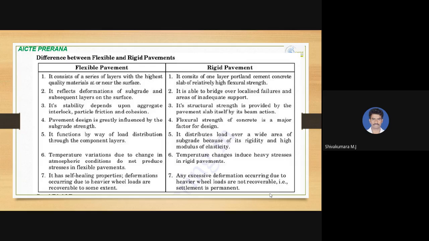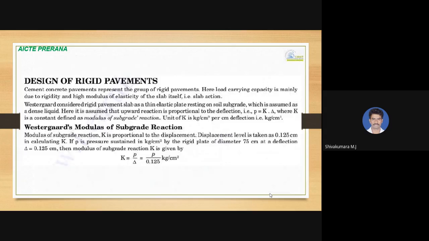Temperature variations due to change in atmospheric condition do not produce stresses in flexible pavement, whereas temperature changes will induce heavy stresses in rigid pavements. Flexible pavements have self-healing properties. Deformations occurring due to heavier wheel loads are recoverable to some extent, whereas in rigid pavement, excessive deformation occurring due to heavier wheel loads is not recoverable, that is, settlement is permanent in case of rigid pavement. So now we come to the design of rigid pavement.